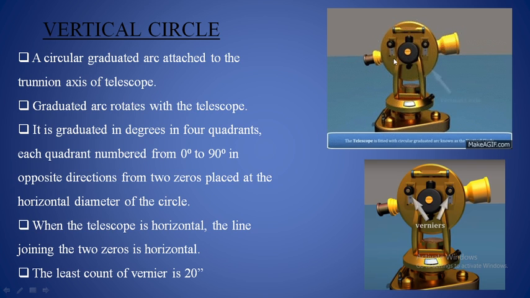The least count of this vertical circle is 20 seconds. Just like the horizontal circle, these graduations are also engraved. Here you can see the magnifying glasses, and through these magnifying glasses you can read the vertical angles.